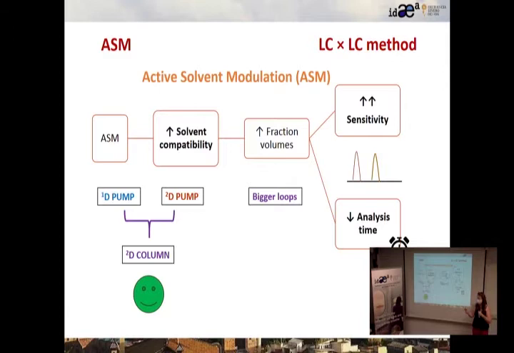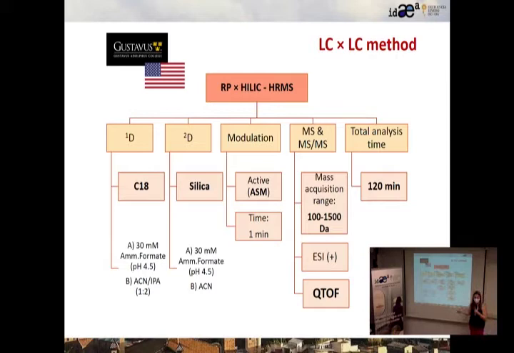This is the 2DLC method I developed during my research stay in the US, and I decided to go for RP-HILIC. So first dimension C18, second dimension silica column, as mass spec I use a QTOF, and my total analysis time was just 2 hours, which is quite reasonable if we compare with other previous studies for lipids found in the literature.